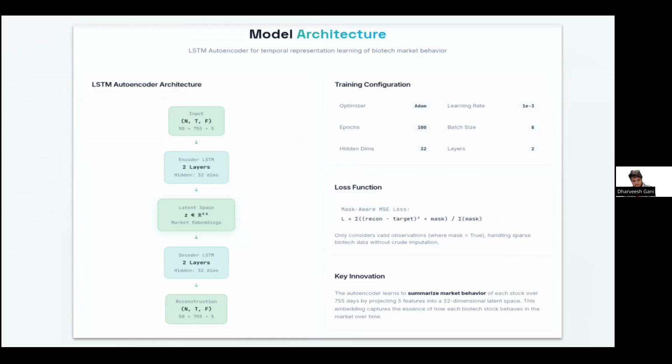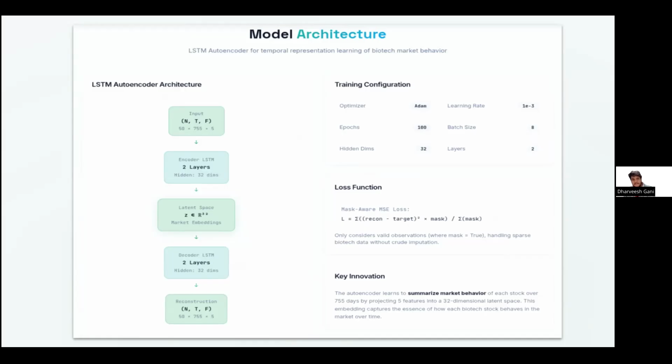And then, of course, the 755 dimension comes from the 755 days, that is the 24 months that we took for each timestamp. And then the 5 is the number of features, the price features that we pulled from Yahoo Finance for all these timestamps per ticker. And then we passed it through two layers of encoders, each of 32 dimensions.